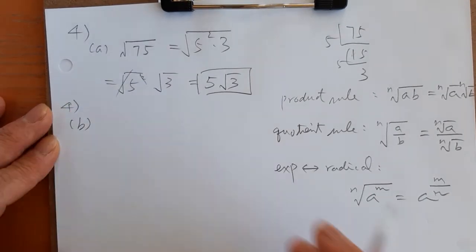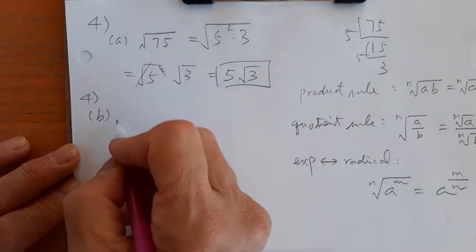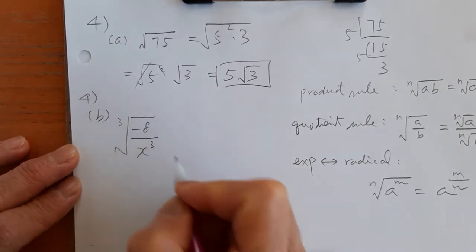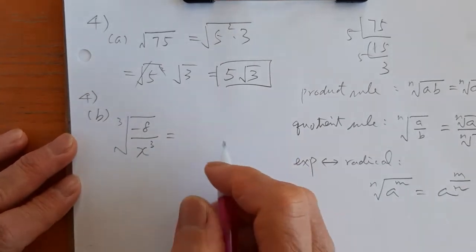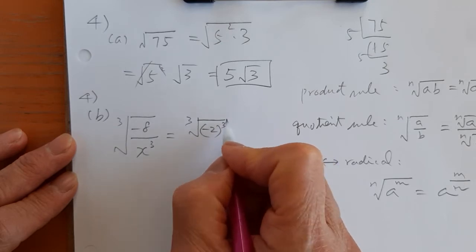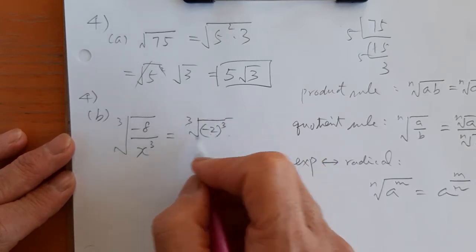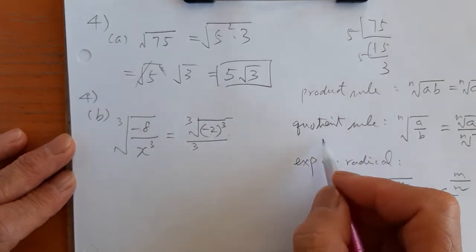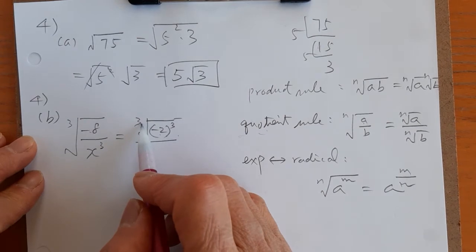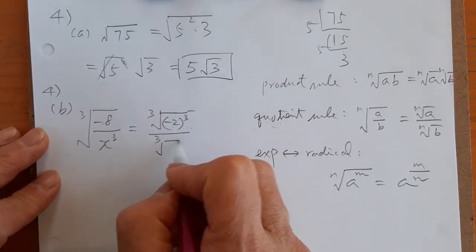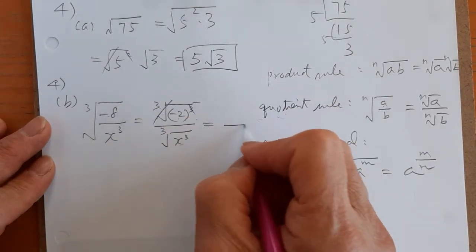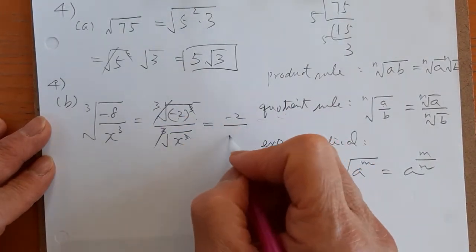And 4b, it's a cubic root of negative 8 over x cubed. So this one also separate cubic root. Negative 8 is negative 2 cubed. Negative 2 times negative 2 times negative 2 is negative 8. Separate, use the quotient rule. Quotient rule is cubic root on numerator and cubic root on the denominator. And then cube and cubic root cancel each other, get negative 2. Cubic roots cancel each other, get x.